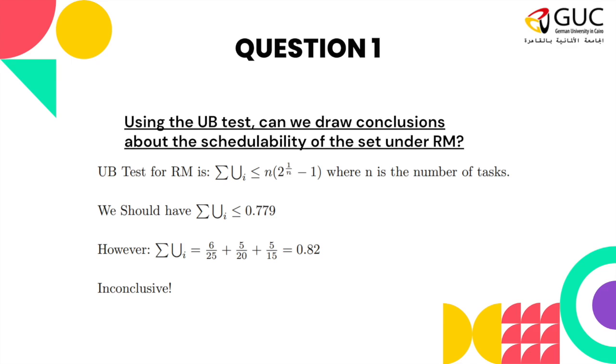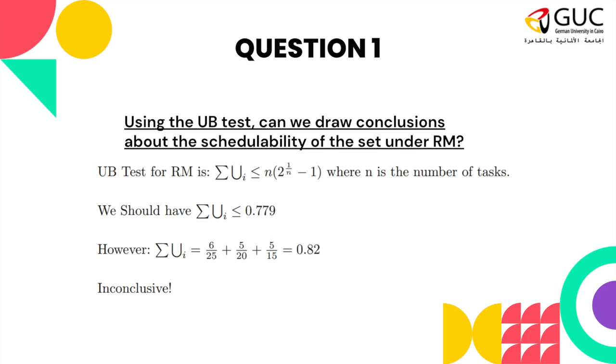We have 3 scenarios the utilization bound can result. The first scenario is that the summation of the utilization of the tasks is less than or equal to the threshold. If that is the case, then we are 100% sure that this set of tasks is schedulable under RM. However, if the summation of the utilization is greater than the threshold, but less than or equal to 1, then it is inconclusive.